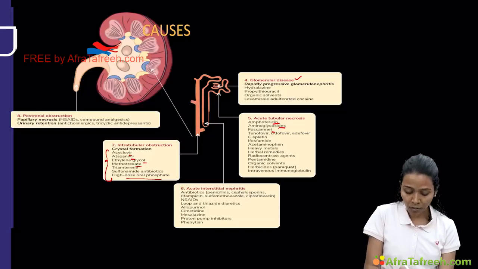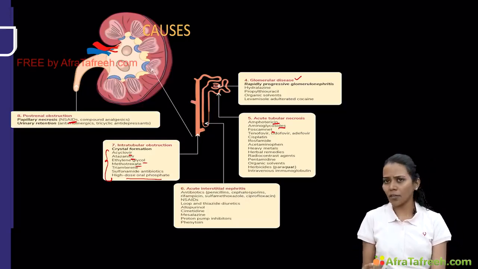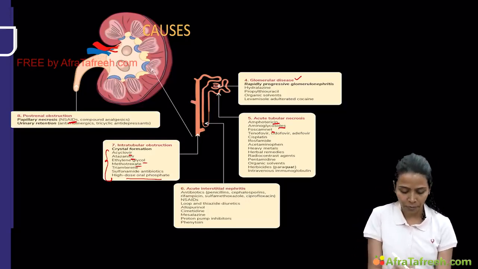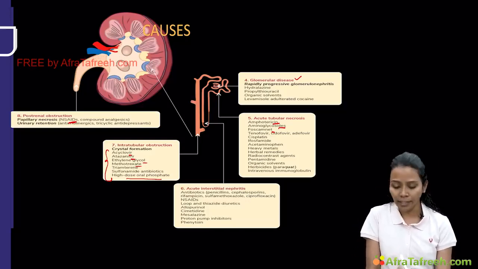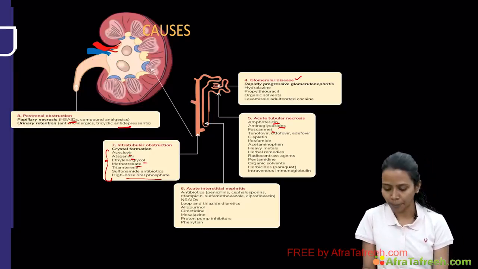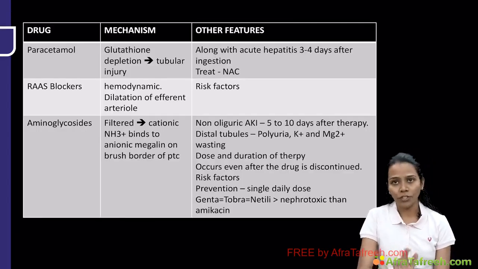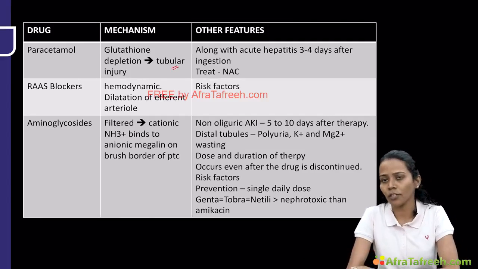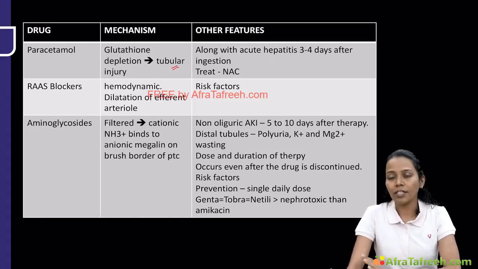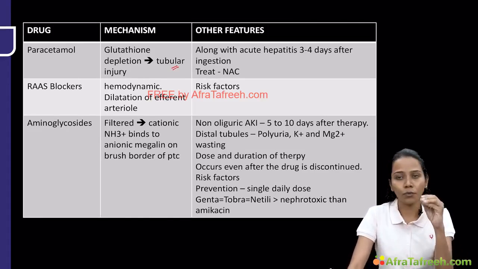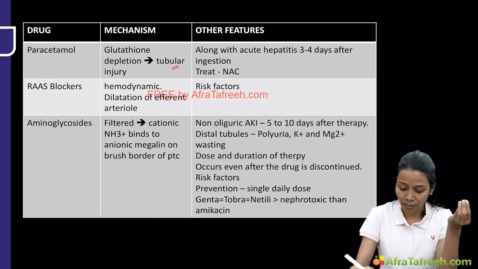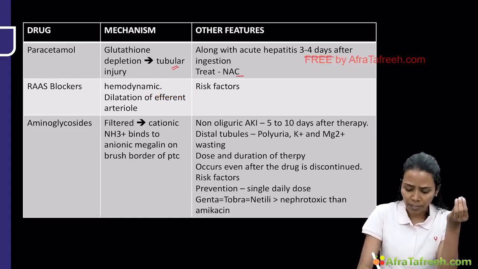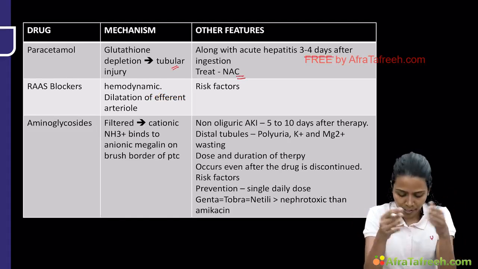Post-renal obstruction: the drug causing papillary necrosis is NSAIDs. Apart from this, we know diabetes and tuberculosis can cause papillary necrosis, and urinary retention can be caused by anticholinergic agents and tricyclic antidepressants. Okay. Now, coming to each drug, how it causes AKI. Paracetamol, we know, causes glutathione depletion. Glutathione depletion can affect the mitochondria and cause tubular injury, right? This is generally seen along with hepatitis when a lethal dose of paracetamol is taken, generally after 3 to 4 days of ingestion. Treatment is replenishing glutathione with N-acetylcysteine.